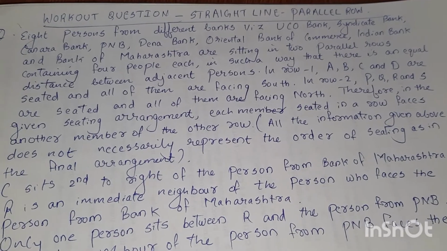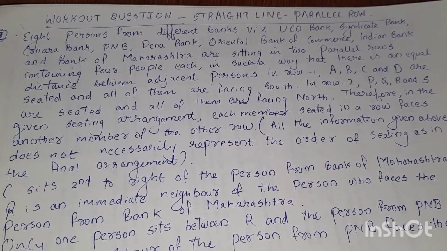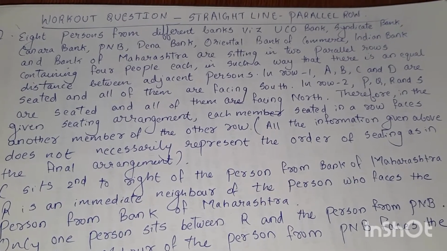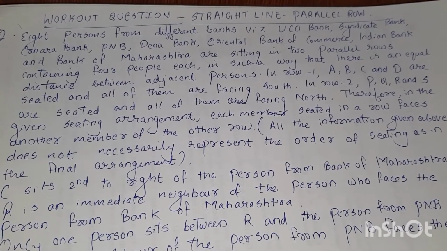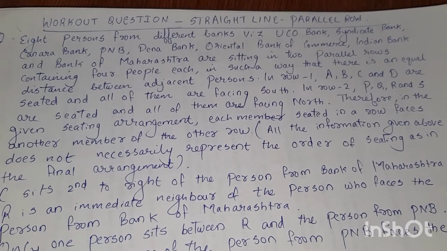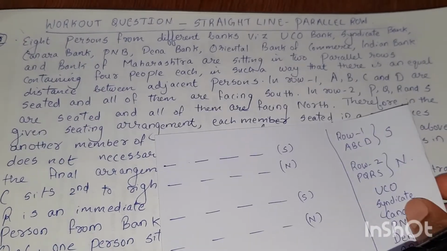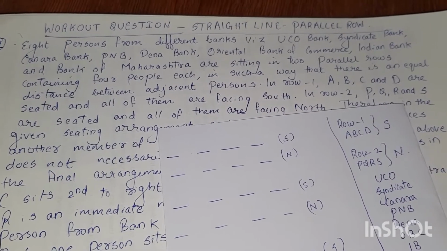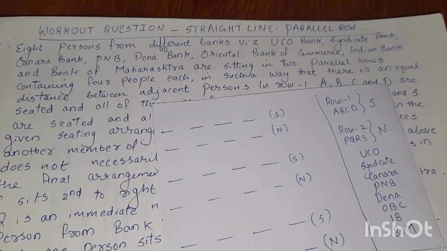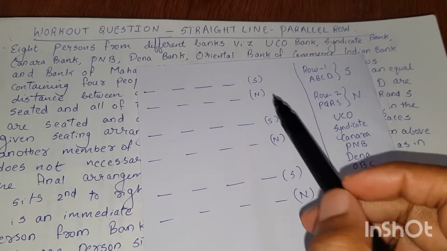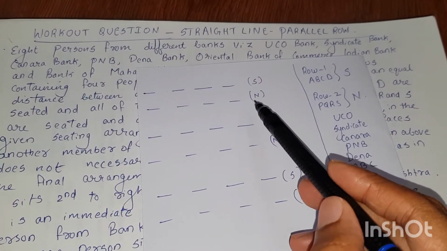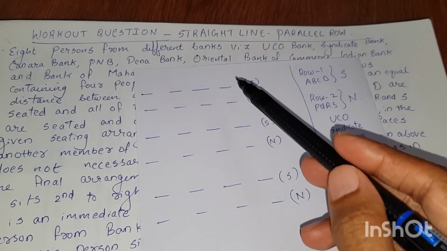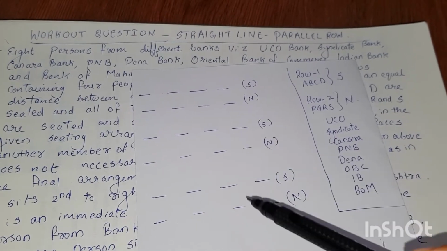In this question, it is said that 8 persons are working in 8 different banks, and they are sitting in 2 parallel rows. Here in row 1, A, B, C, D are seated and they are facing south. In the other questions, we discussed row 1 facing north. But in this question, row 1 persons are sitting facing south, and in row 2 the persons are facing north. I have drawn 3 diagrams because 3 conditions will come.